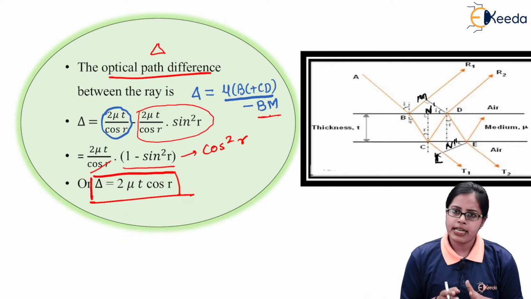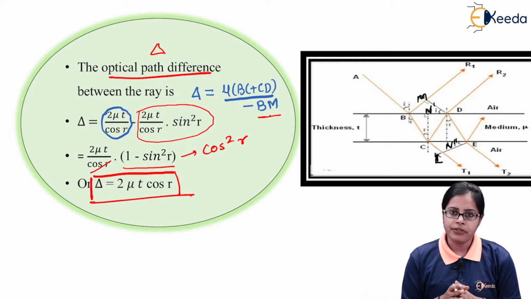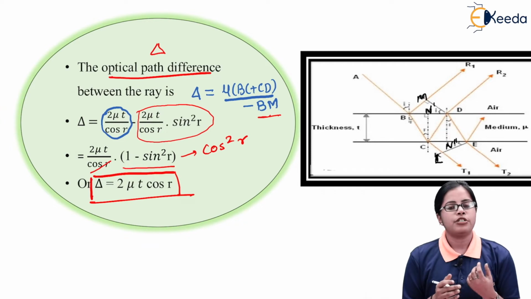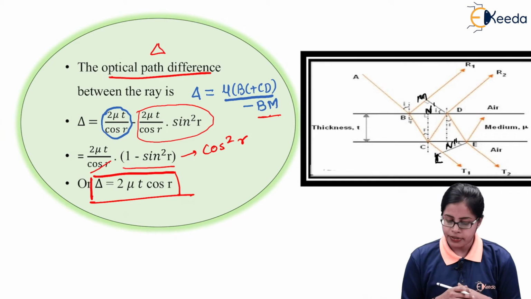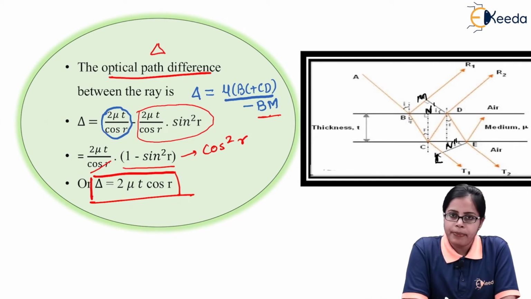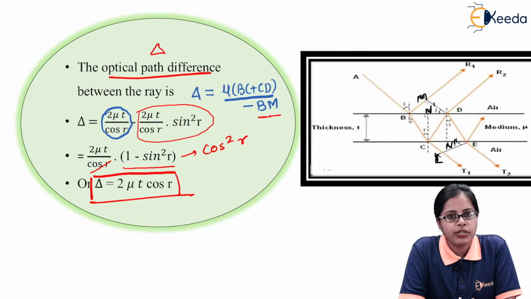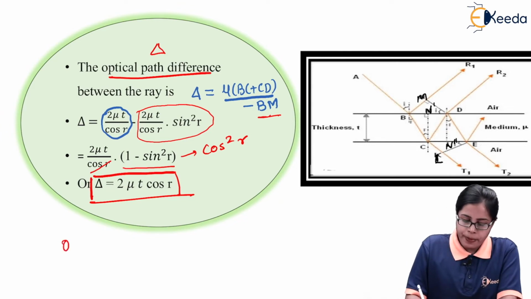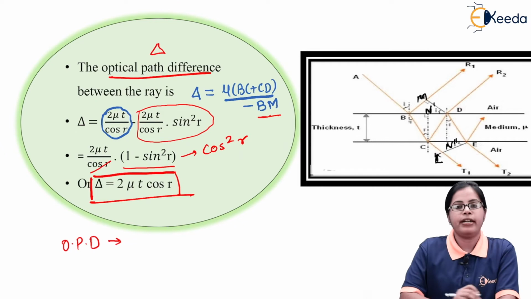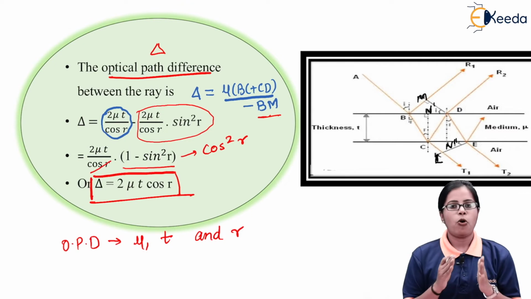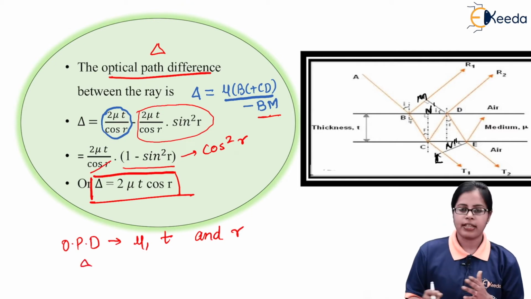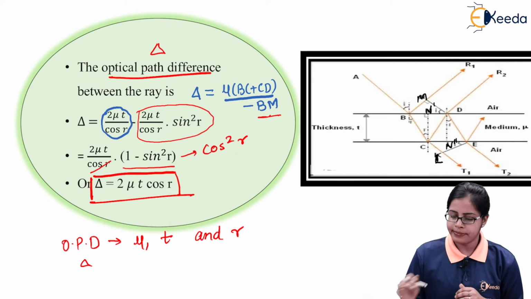So we have ultimately calculated the value of optical path difference for the interference which is occurring due to the parallel sided film, or you can say thin film interference. So ultimately the optical path difference value is given as 2 mu t cos r. So we can say that the optical path difference is dependent on three values, that is refractive index, the thickness t, and the angle of refraction, that is small r. So optical path difference, that is delta, is dependent on all the three parameters.